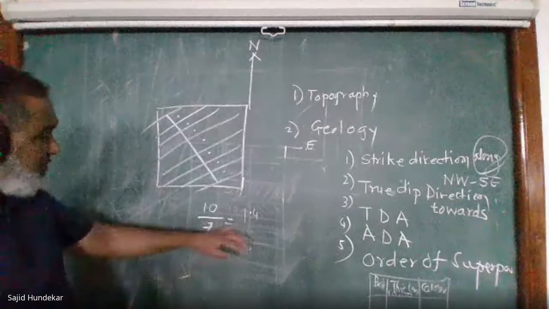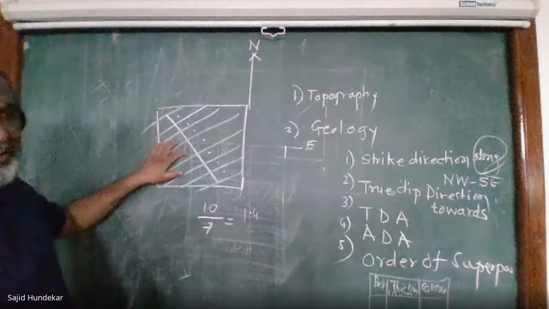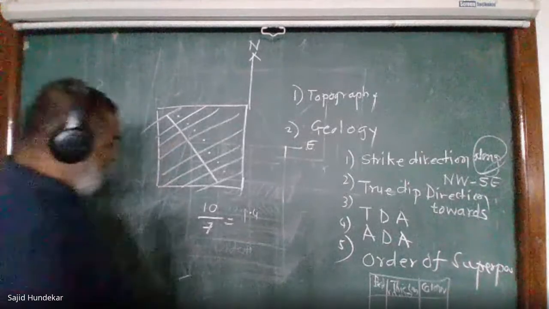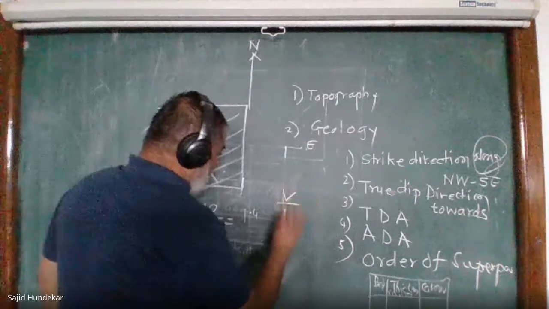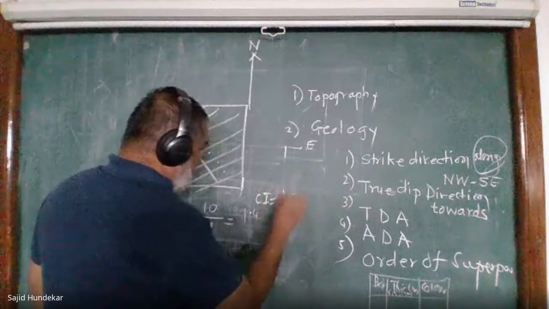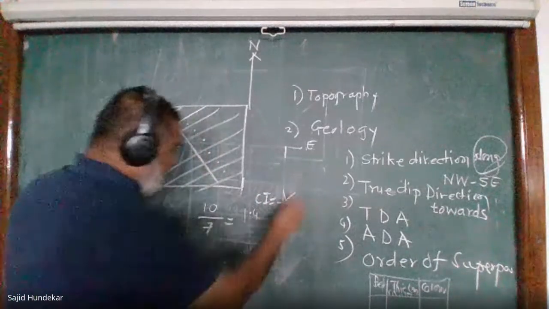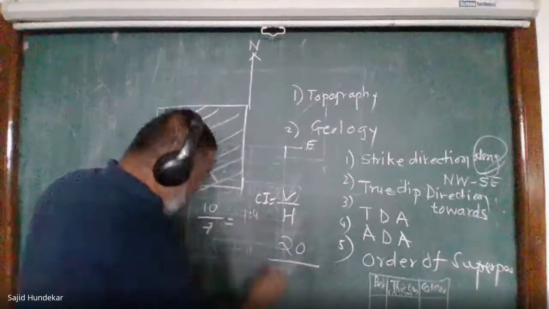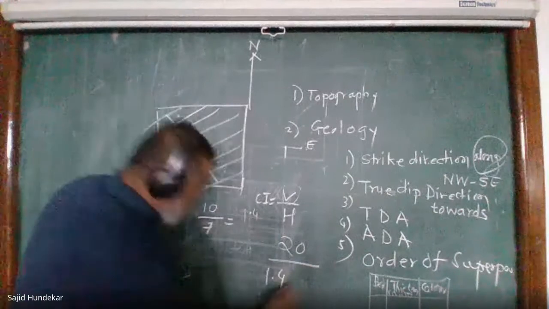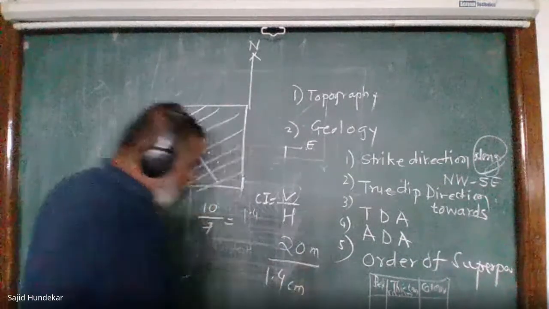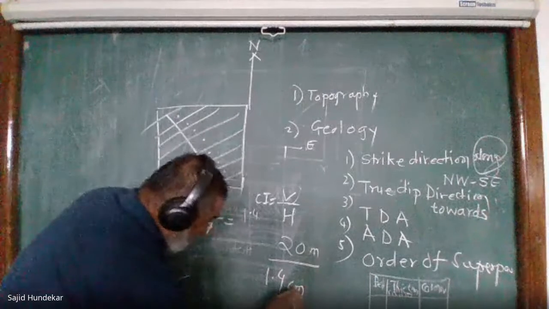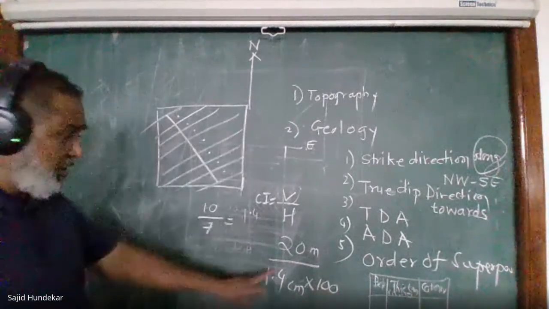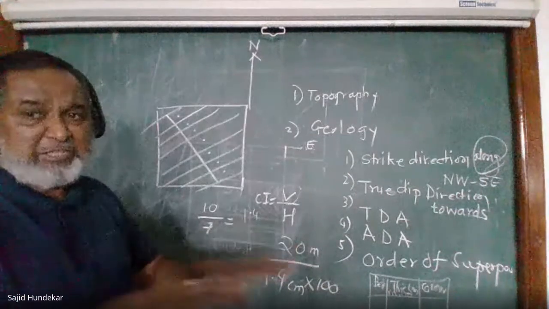Now this 1.4. Now what is the contour interval for this map? I think it is 20 meters. It's V upon H. So the formula: to find out V, the vertical distance, that is the contour interval, is 20 meters, and the horizontal distance we got is 1.4 centimeters. It is in centimeters and this is in meters. So we have to convert the centimeter into meter. So we will multiply by 100. So we got meters here and meters here. So these are equal units.